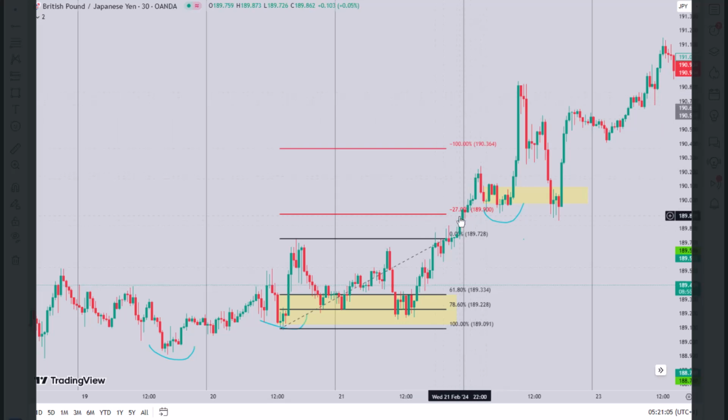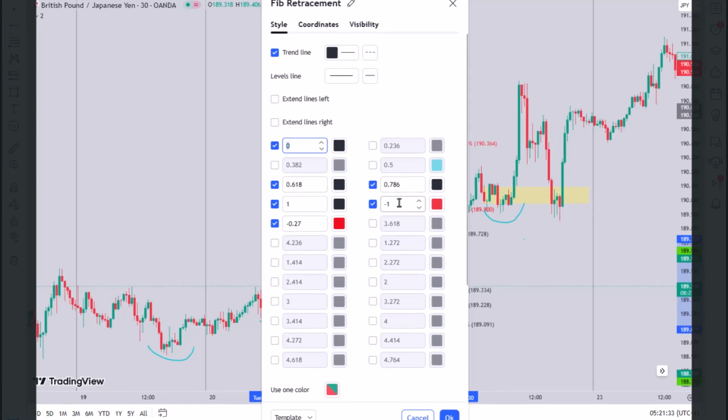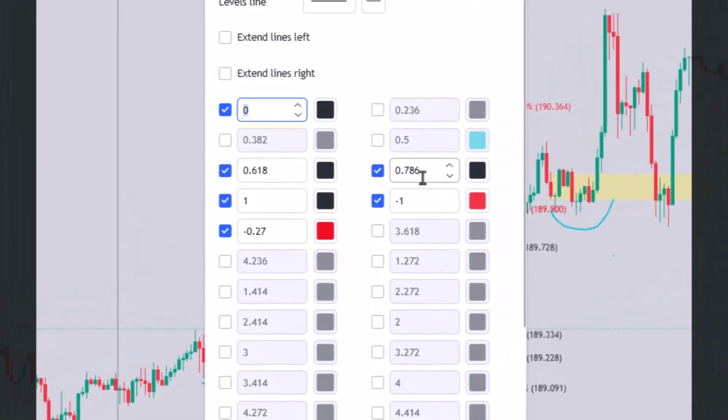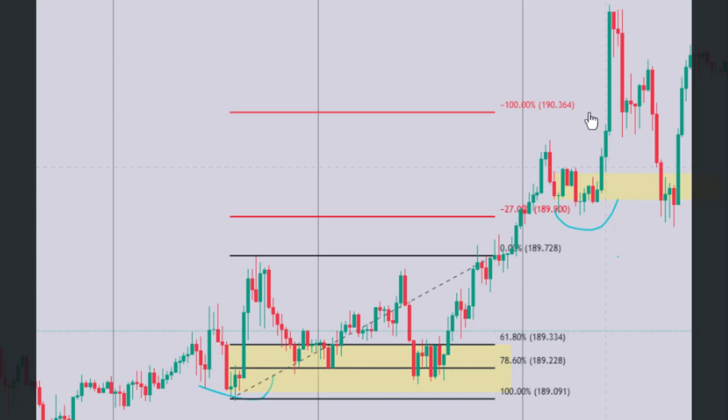We have negative 27. This level is always my first TP level, and minus 100 is the last profit target projection. Should you want to use these levels, here are the values. You can easily copy them. We have the 0, 0.618, 1, minus 0.27, minus 1, and the last one, which is 0.786. So these are the Fibonacci values I am using, and they are the same on this chart, as you can see.